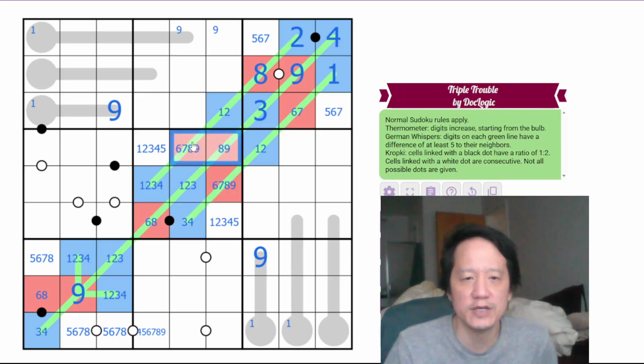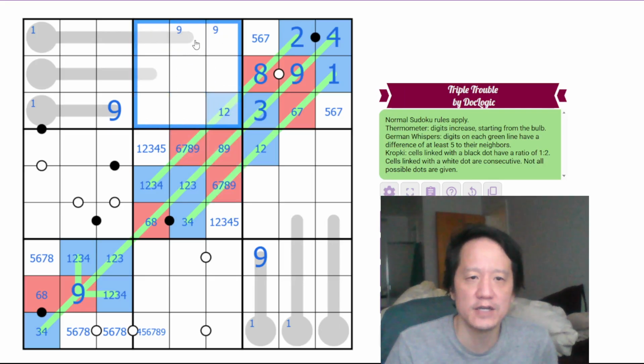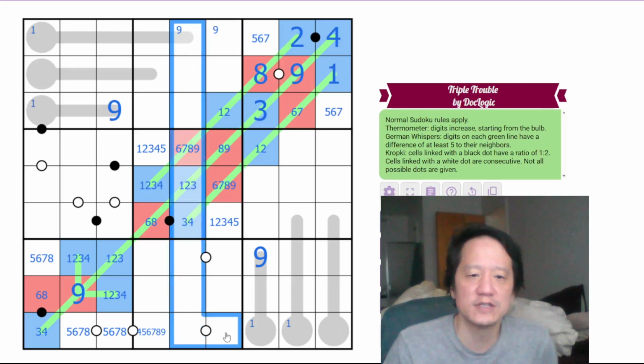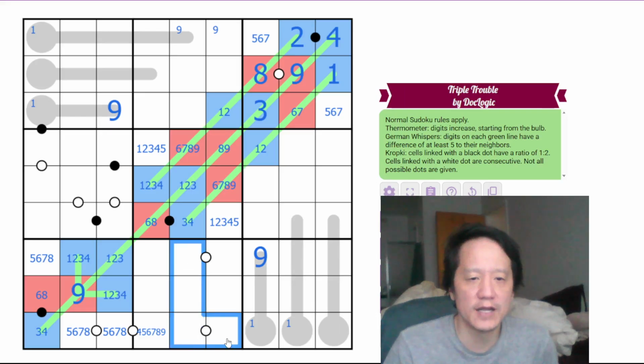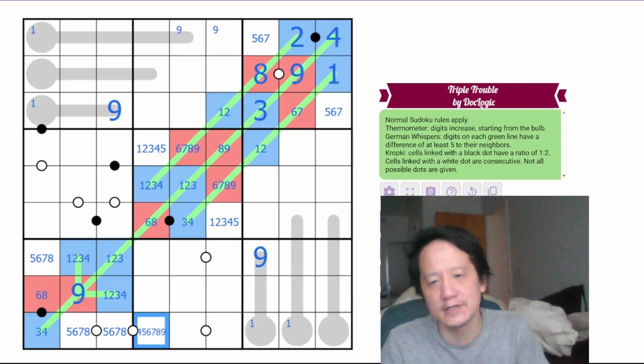So 9 has to be in the central box, one of these 3 cells, which is in columns 5 and 6. And in this upper central box, it also has to be in columns 5 and 6. Well, that means we know where the 9s are there. So in columns 5 and 6, we have accounted for all the 9s. That means 9 cannot be in the rest of columns 5 and 6. So in this lower central box, where is the 9? 9 can't be here, 9 can't be here, 9 can't be in column 5 or 6. So 9 has to be here.